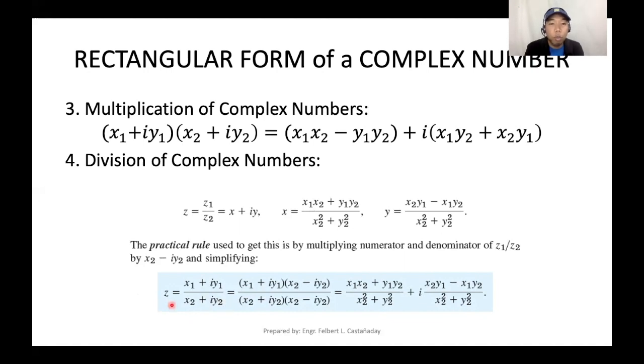The conjugate of x sub 2 plus i y sub 2 is, simply, you change the sign of the imaginary part. That's how you write the conjugate. So x sub 2 plus i y sub 2 is multiplied to x sub 2 minus i y sub 2. Whatever you multiply to the denominator, you also multiply to the numerator. It's as if you introduced 1 in the quotient of z sub 1 and z sub 2. Using the FOIL method for the numerator, we have x sub 1 times x sub 2, and then plus y sub 1 times y sub 2.